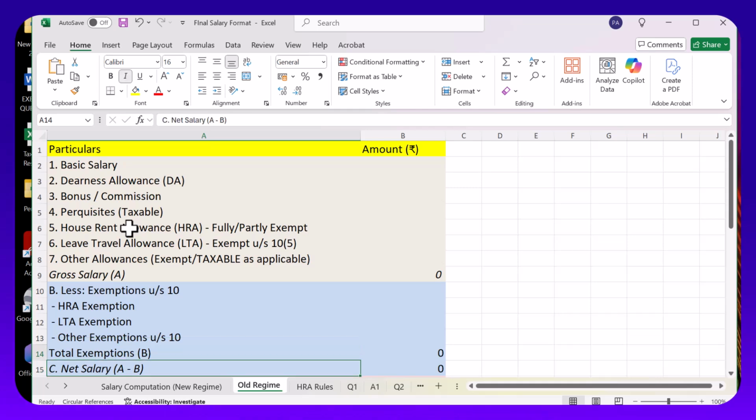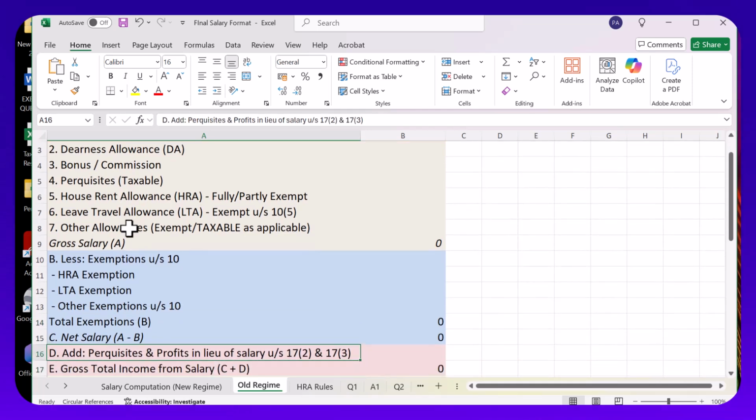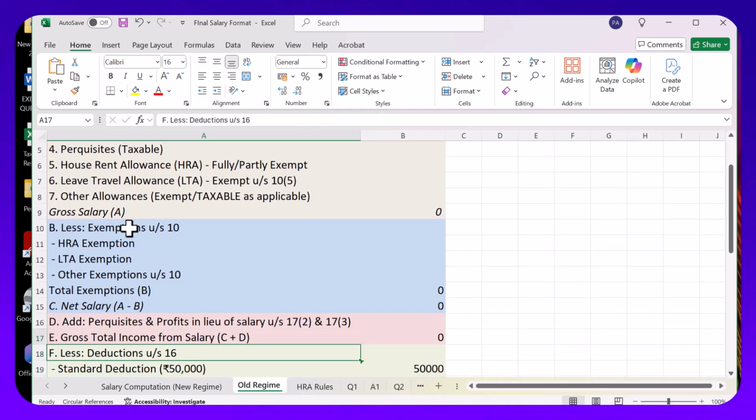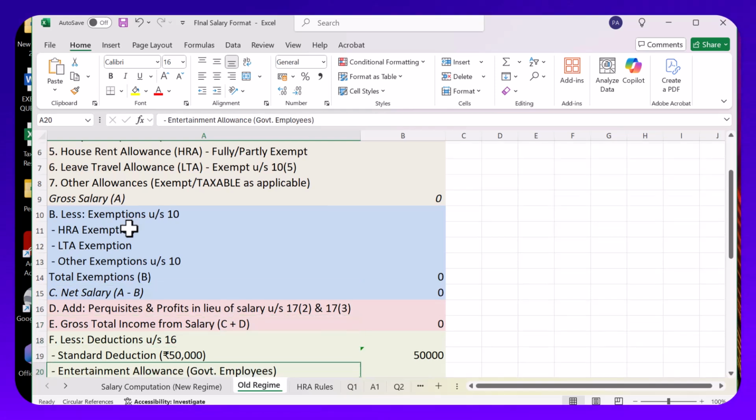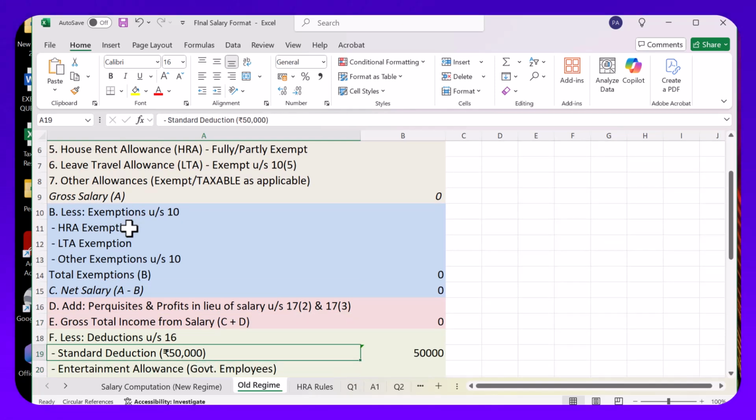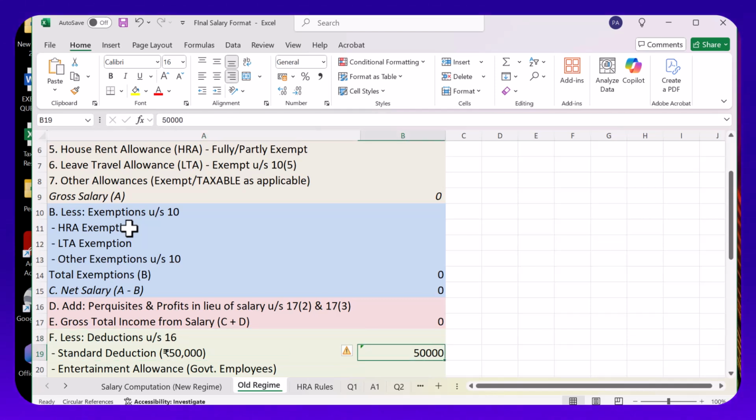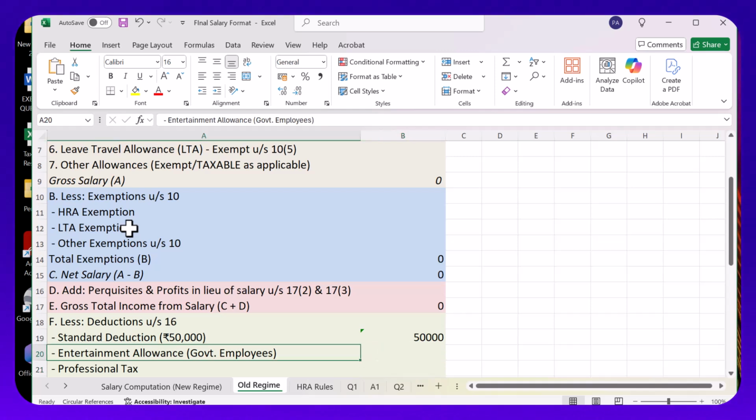Okay, so these are the total exemptions, the net salary. Then read this gross total income, and okay, we are not touching this 17 to 73. So total deduction. What deductions do you get? Standard deduction under section 16. The same as you're getting under the new regime, you're getting here also. How much amount? 50,000. Now, if you are a government employee, you may get an entertainment allowance deduction also.